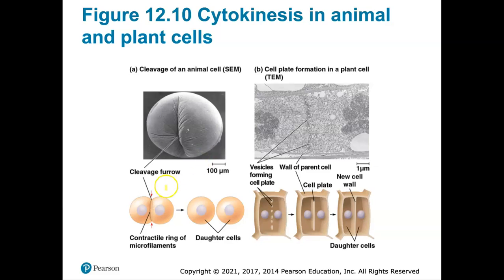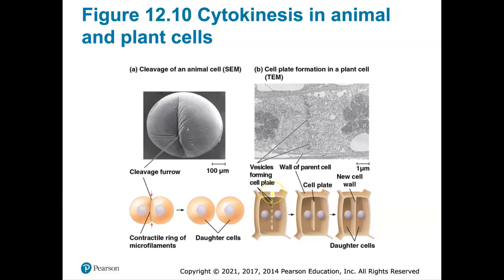So you can see in animal cells, cleavage furrow where it's indented, and then there's this ring. It's called a contractile ring, and it's composed of microfilaments. So you know what that is. That's the actin. Okay, this is where actin comes in during mitosis. Actin forms a contractile ring, and it just basically squeezes and squeezes until it pinches the parent cell into two daughter cells.